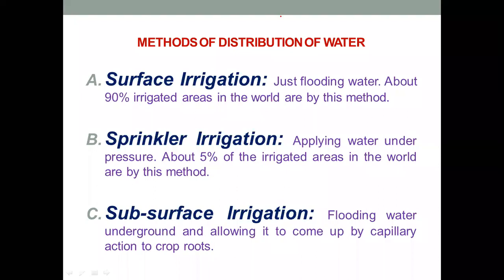So now the attendance has crossed 50%. I've taken your attendance based on the participant list. Now let's start the lecture. In yesterday's lecture, we studied about different types of irrigation system.